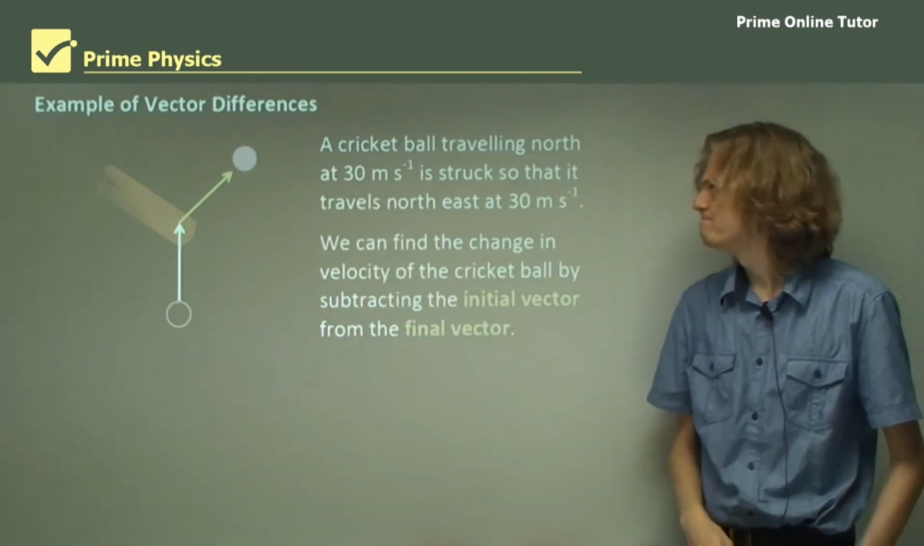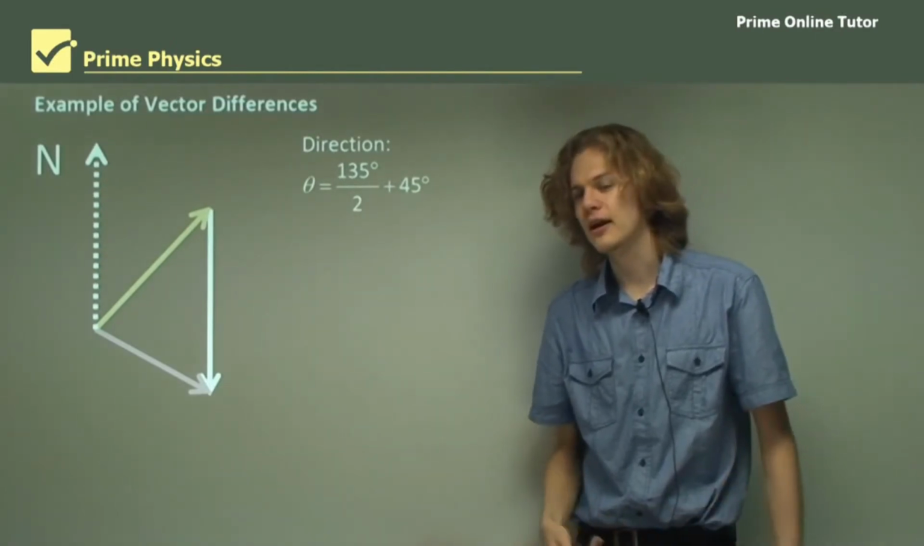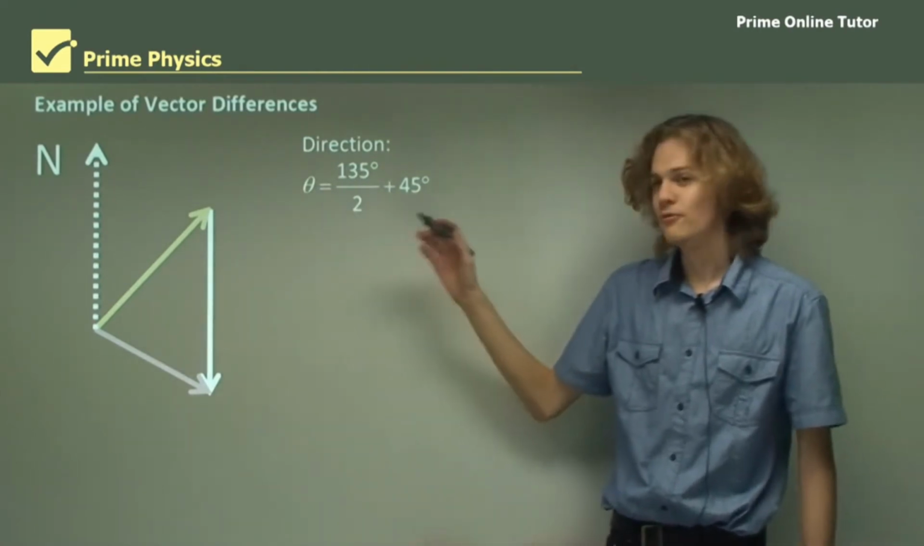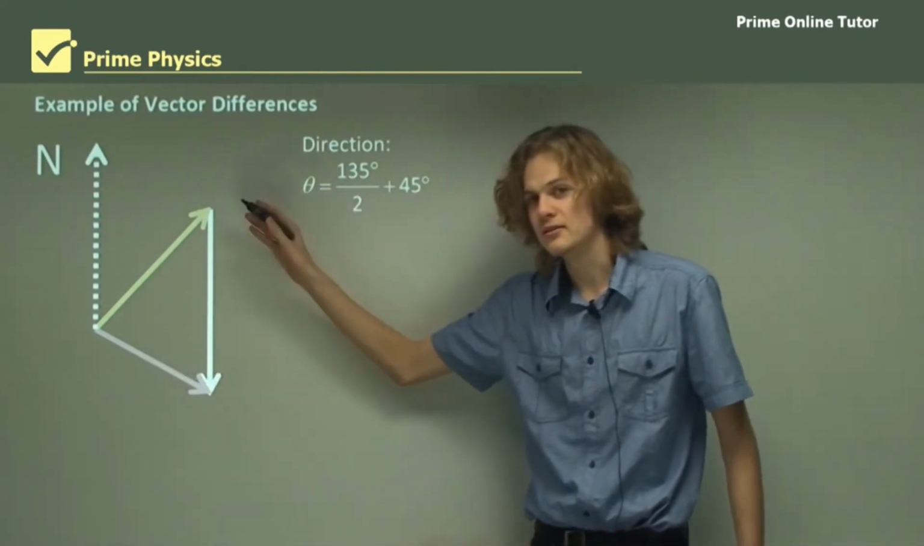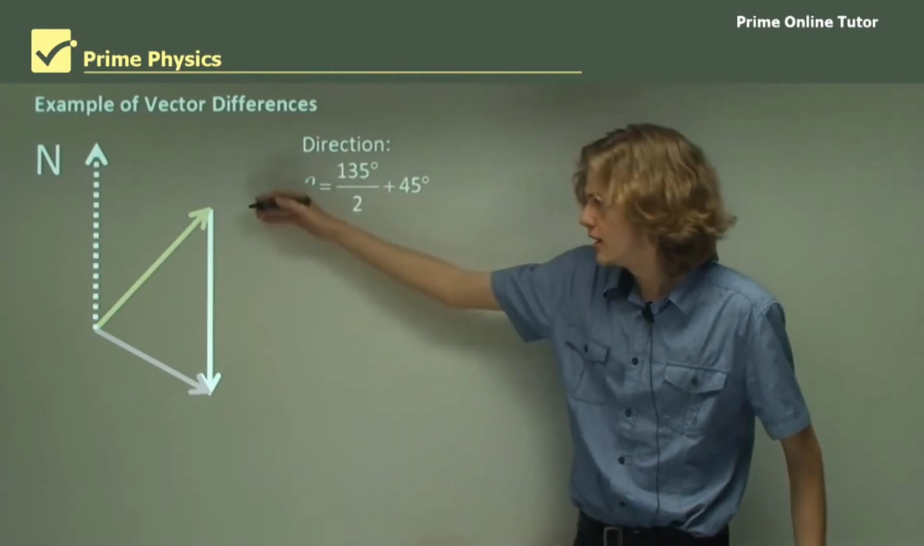So let's do that. Here we have a diagram of what it looks like after we subtract the initial north vector from the northeast vector. Remember, the final vector was this yellow one pointing northeast, and the initial vector was originally pointing north, but after subtracting it, it instead points south.